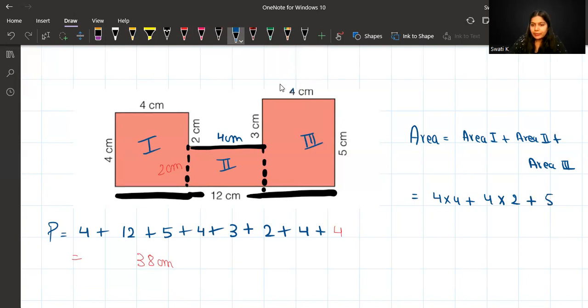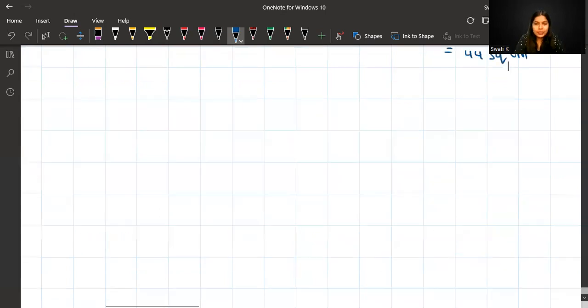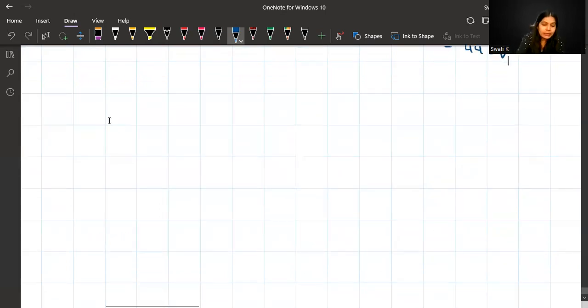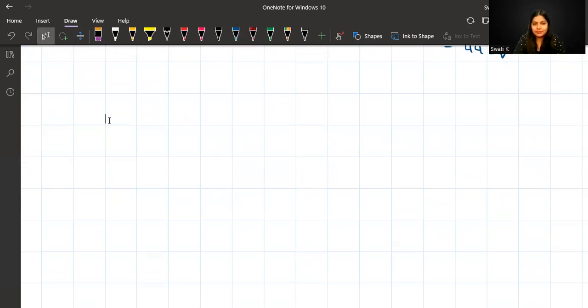Now this is clearly 4 times 4, that is 16. 4 times 2, that is 8. And 5 times 4 is 20. So clearly this will become 16 plus 8, that is 24. 24 plus 20, that is 44. 44 square centimeter. All right, we are done with this question as well. At the same time, I'm hoping you know how to solve this. Like, I'm expecting that you are understanding how I'm solving it.